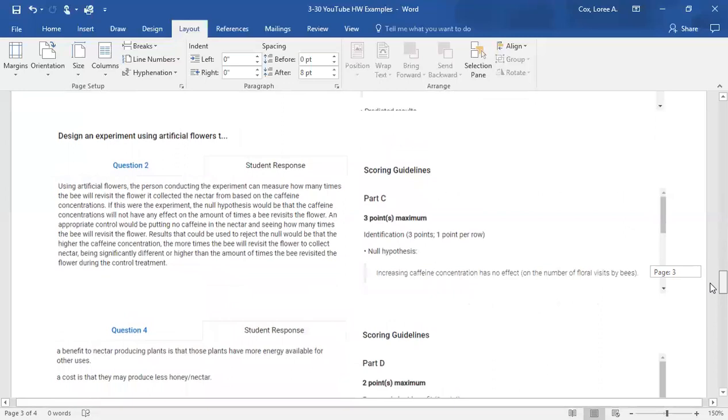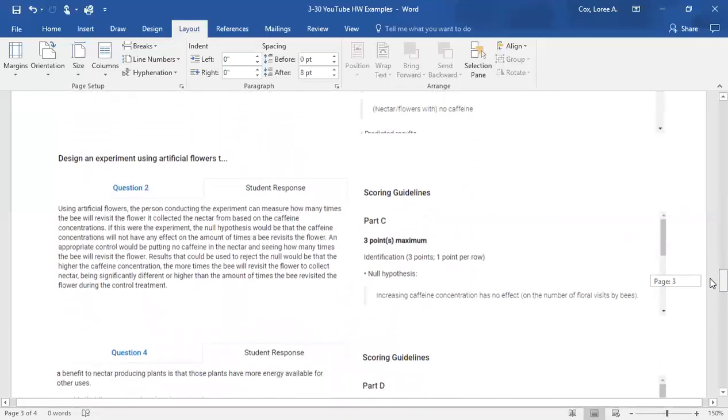All right, next one. This person also set up the experiment. Okay, so using artificial flowers, the person conducting the experiment can measure how many times the bee will revisit a flower. He collected the nectar based on the caffeine concentrations. If this were the experiment, the null hypothesis would be, very good, you pointed that out, that the caffeine concentrations will not have any effect on the amount of times the bee revisits the flower. Excellent answer. An appropriate control will be putting no caffeine on the nectar and seeing how many times the bees come back. Very good.